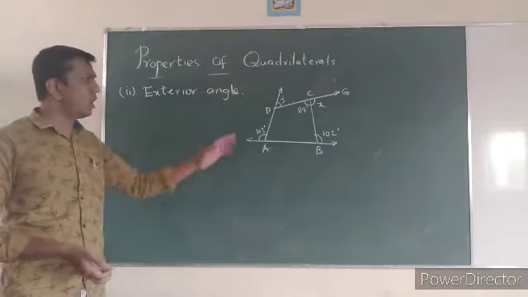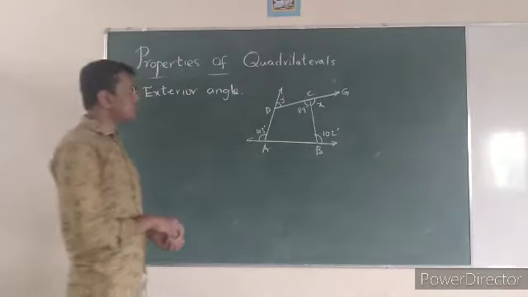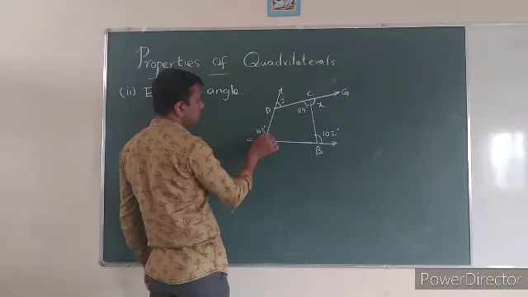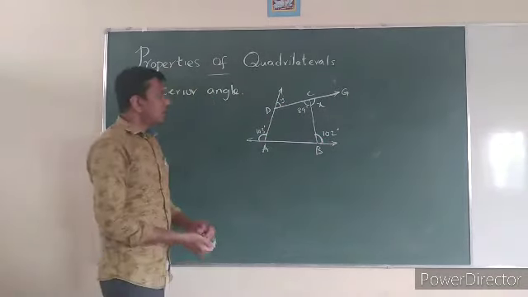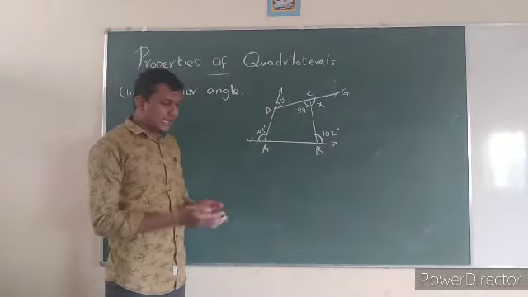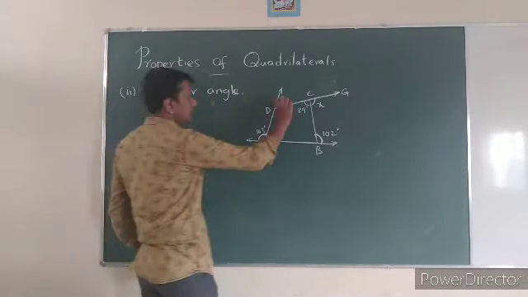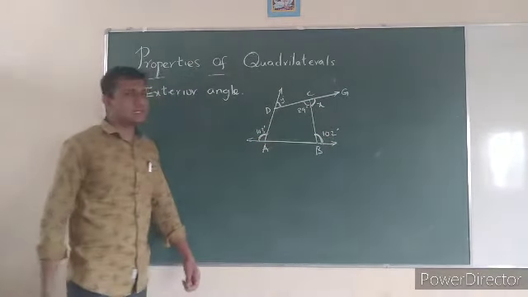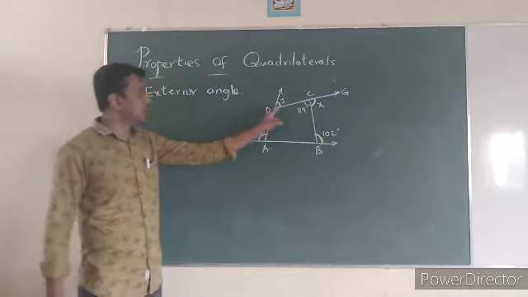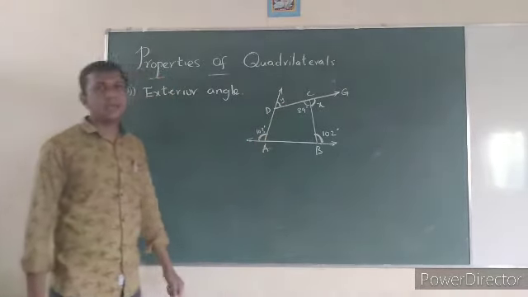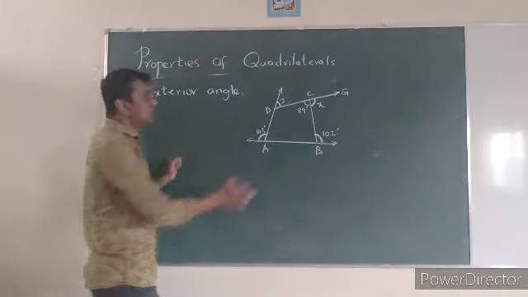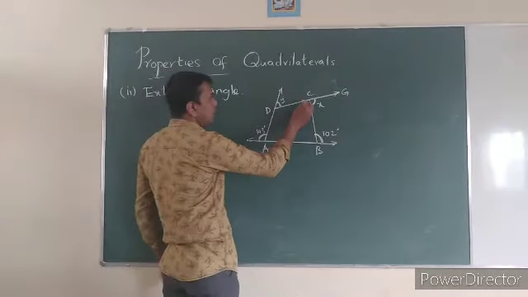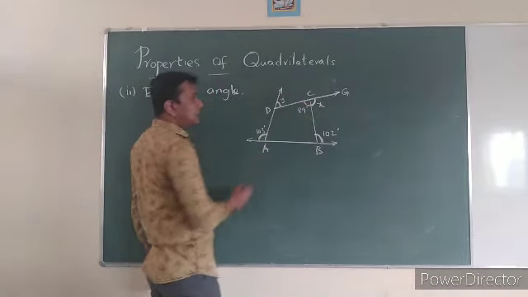As you can see, in this small quadrilateral we have exterior angles. This is one exterior angle: 1, 2, 3, 4. If we add these 4 exterior angles, it will be equal to 360 degrees. Whatever yellow angles you are seeing, those are exterior angles. Now, how to calculate the exterior angle?